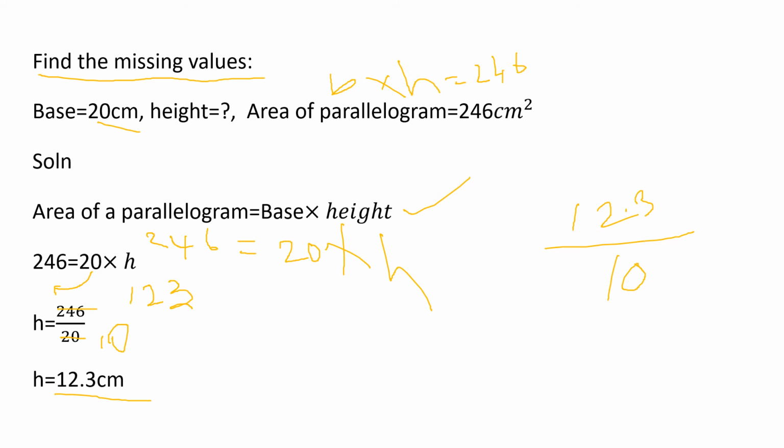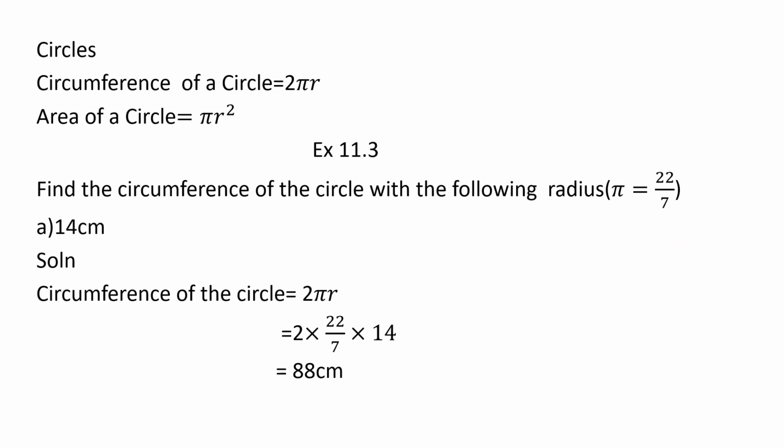We had to find the missing value. So here height is the missing value, right? So what is the answer we got? 12.3 centimeter. Okay, children, it's very easy, right? So just learn the formulas. It is easy. Calculation part is easy.